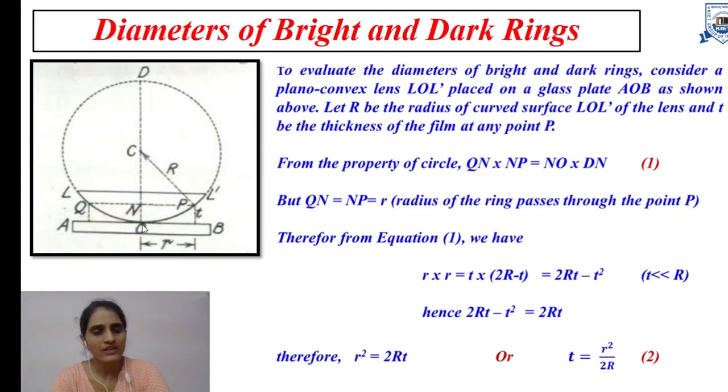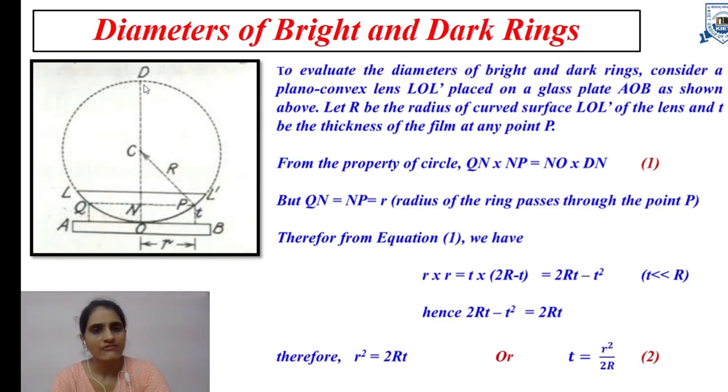As we move away from this point of contact on both sides, we see that the thickness gradually goes on increasing equally on both sides. So we take some point P. At that particular point, on both sides P and Q, the thickness is the same. From D to O, this is completely twice R, which is the diameter of this plano-convex lens, equal to 2R.